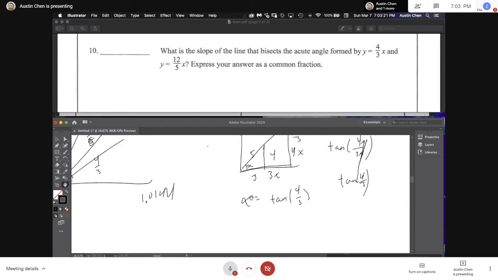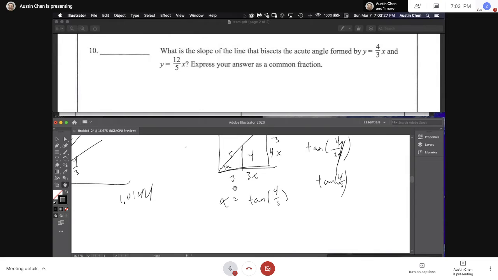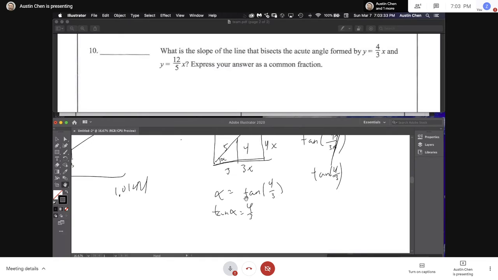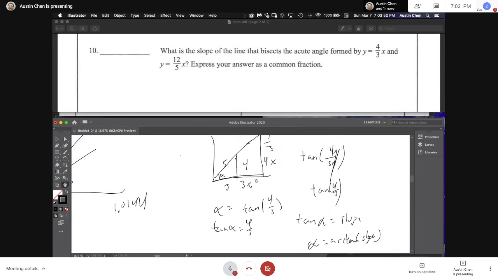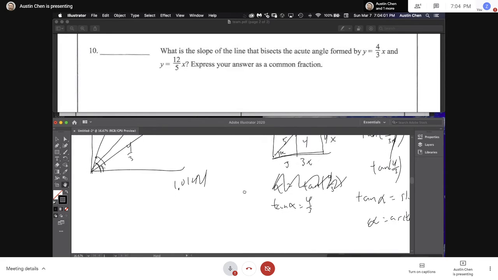It's not that the angle is the tangent of 4/3, but the tangent of the angle is going to be 4/3. So actually the tangent of your angle is going to be your slope, or you can have your angle as the arctangent of your slope. That was just a mess up by me. I don't know why I said that. But yeah, that's just basic trig. You always do your trig on your angles. Okay, but yeah, that was my mistake.